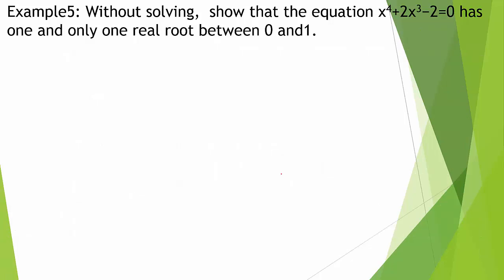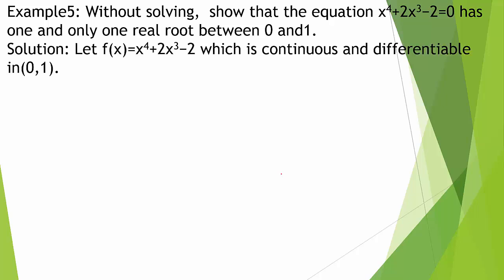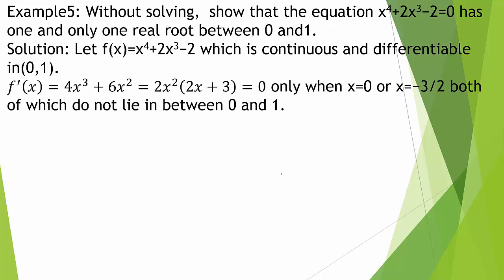Example: without solving, show that the equation x raised to 4 plus 2x cube minus 2 equal to 0 has one and only one real root between 0 and 1. We shall assume that f(x) equal to x raised to 4 plus 2x cube minus 2, which is a continuous function because it is a polynomial function. It is also a differentiable function in the open interval 0 to 1.